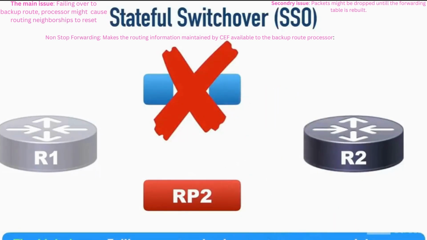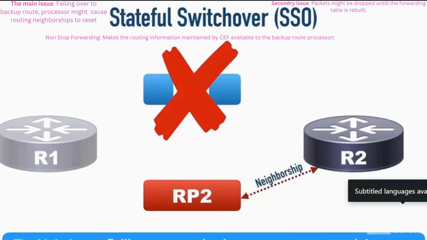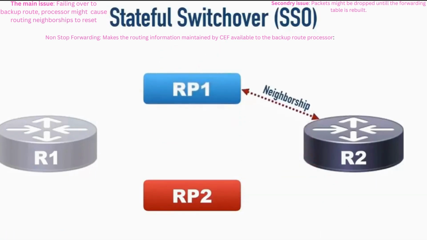And we're going to have to reform another neighborship between our second route processor, RP2, and our neighbor, which in this case is R2. That's the main issue. We're trying to prevent that reestablishment of a neighborship when we're failing over between a primary and a secondary route processor. To address that main issue, we can use a feature called SSO, or Stateful Switchover.